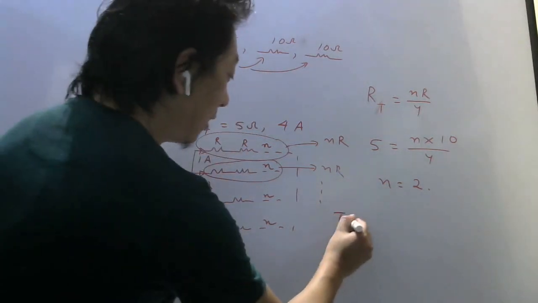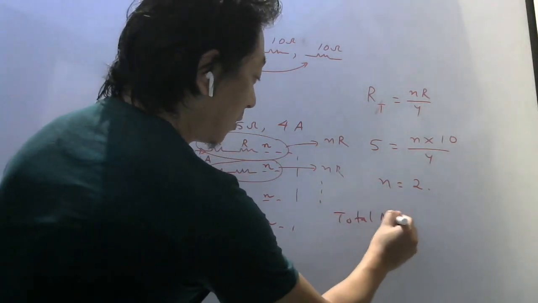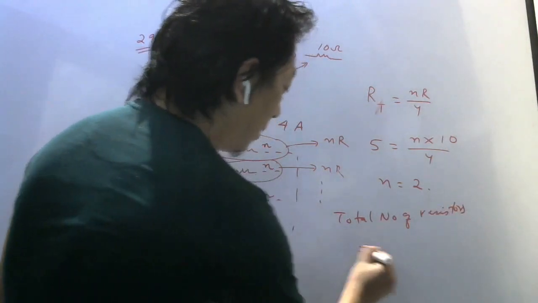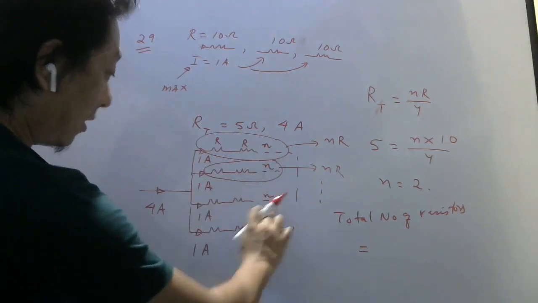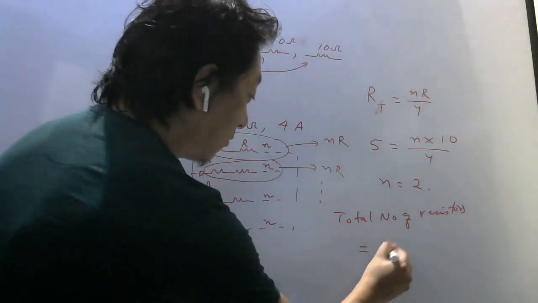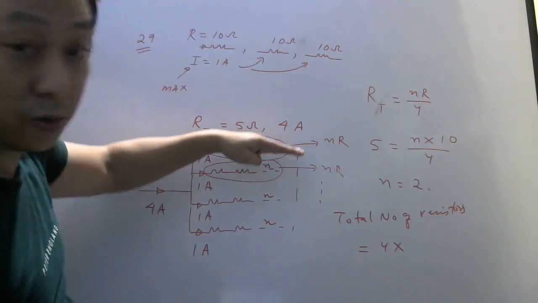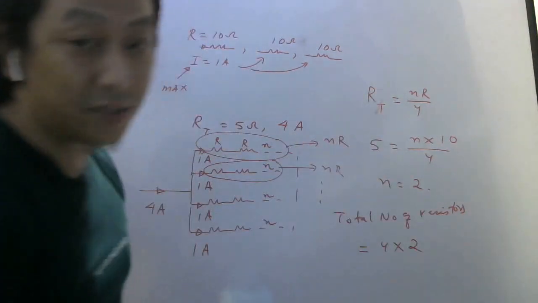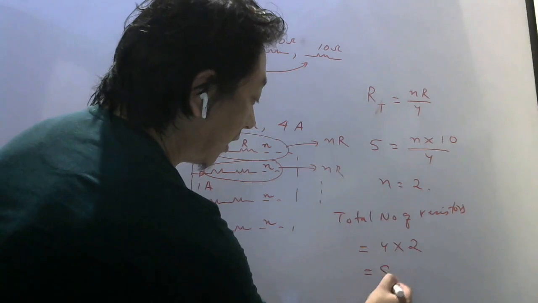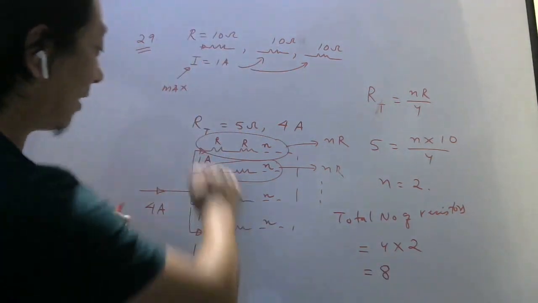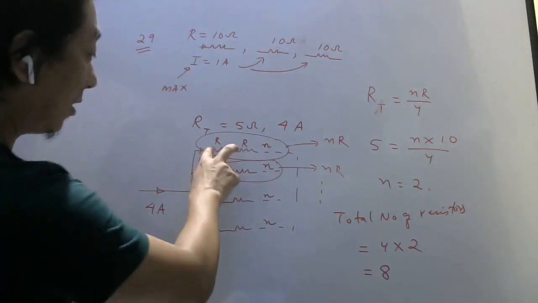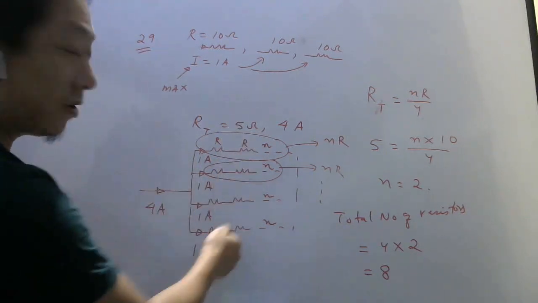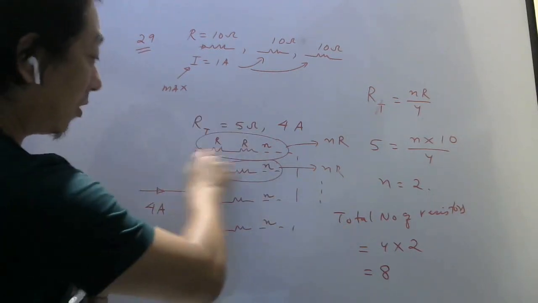So the total number of resistors required will be how much? How many branches are there? 4 branches. 4 into, and each branch should have how many resistors I found? 2 resistors. So total how much do I need? 8 resistors. Right? It is like saying 4 benches are there and 2 boys are sitting on each. So how many boys will be there? Number of benches into number of boys in one bench.